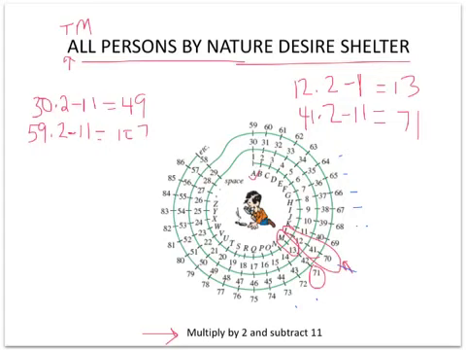So all you're doing is you're taking one of the values that they give you, multiplying it by 2, subtracting 11, and seeing where you are on this wheel. Like I mentioned before, the best thing to do is to pick one that the value is going to actually show up on the wheel.